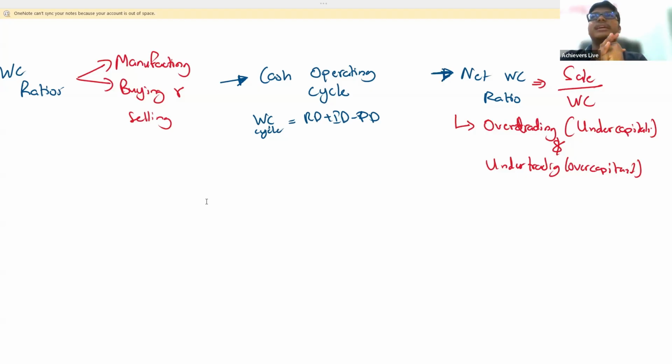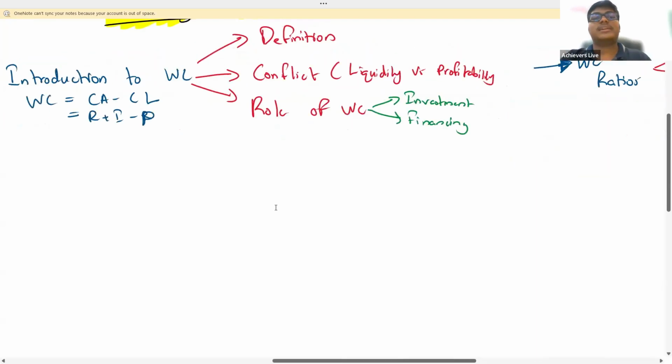How do you manage over trading? Invest more as working capital. When the company expands too fast without properly investing into working capital, it will lead to a situation where you are over trading. What is under trading? You are investing too much money into working capital and you are not getting the proper benefit. So these were the areas.